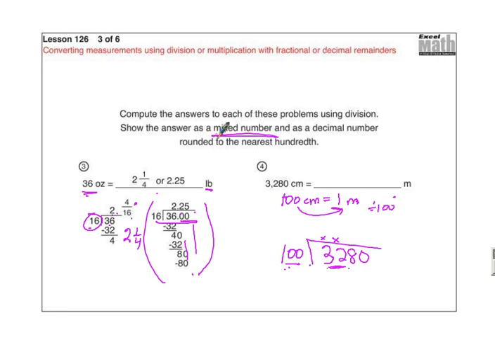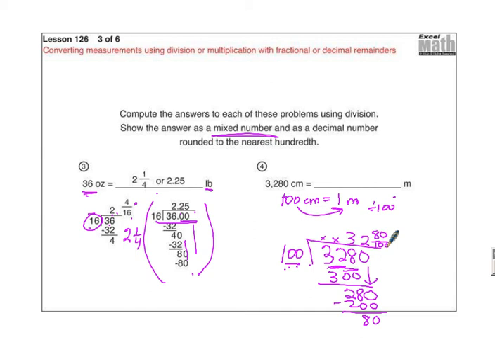They want both a mixed number and a decimal number. So how many hundreds are in 328? 3, right? 3 times 100 is 300. Left over is 280. Bring that 0 down. How many hundreds are in 280? 2. That's 200. Subtract and get 80. So 32 and 80 hundredths.